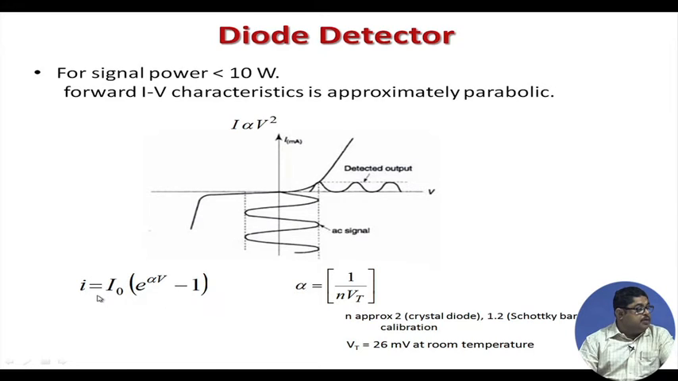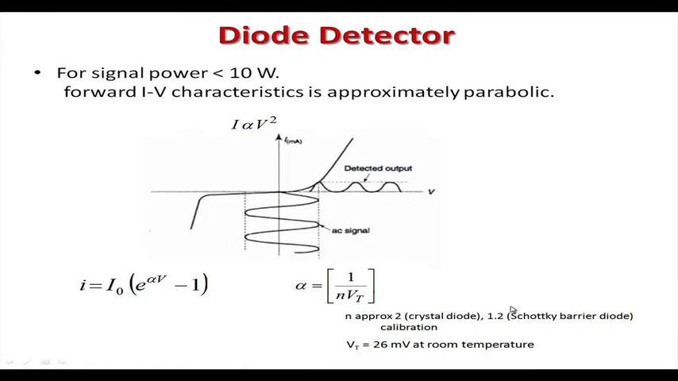Now, this is the famous diode equation, all know that I is equal to I naught, reverse saturation current, e to the power alpha V minus 1. This alpha, all of us know that it is 1 by n Vt. Vt is the thermal equivalent voltage, that is 26 millivolt at 17 degree room temperature, and n is a parameter, it depends on the diode. Now, for crystal diode it is approximately 2, for Schottky barrier diodes it is 1.2, 2 to 4 roughly for various diodes, but for crystal diode it is 2, but still it is not always 2.